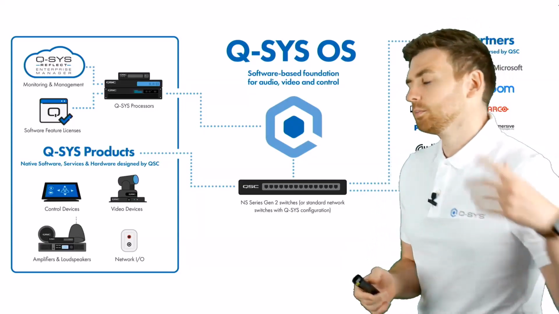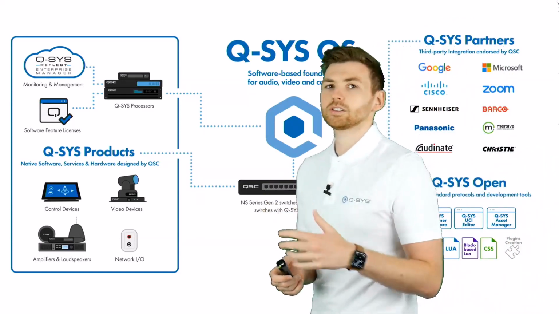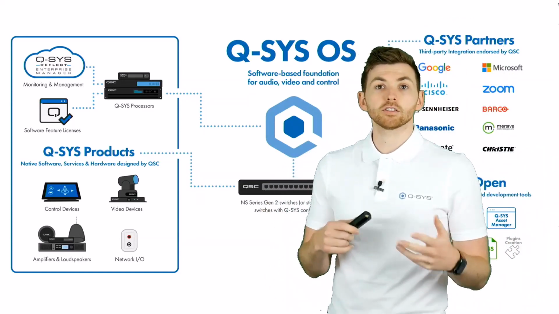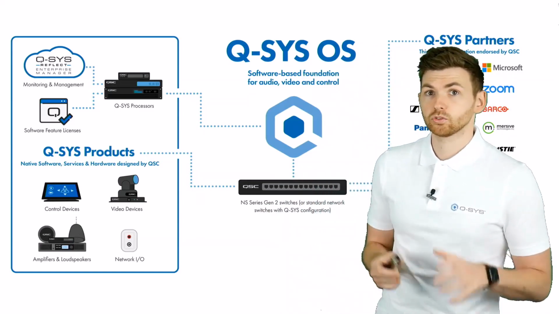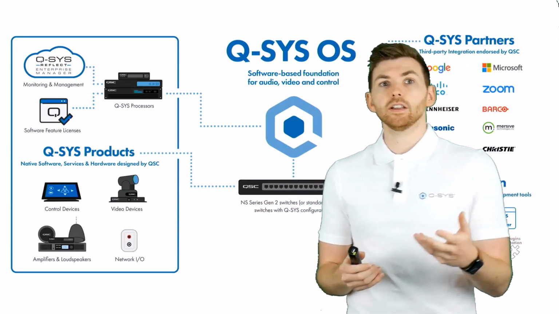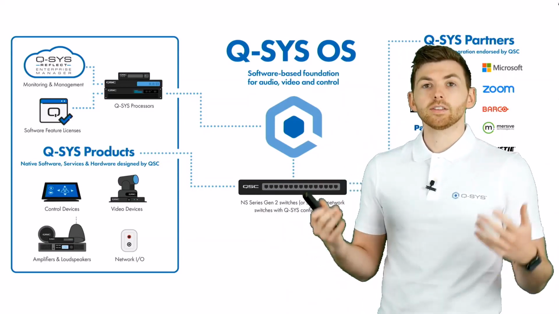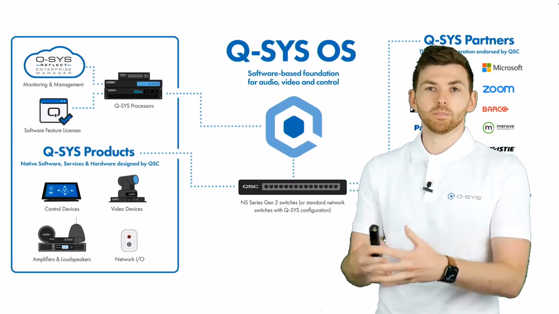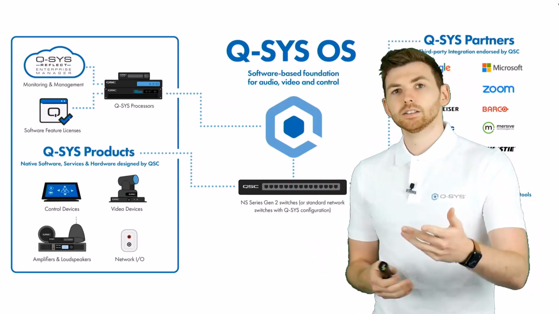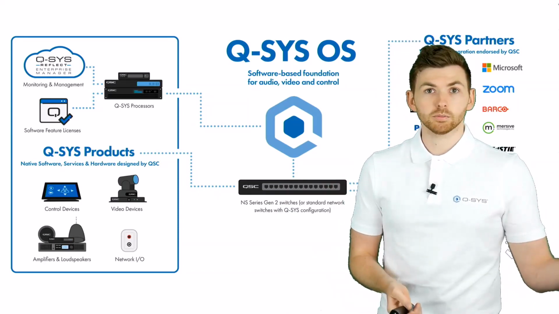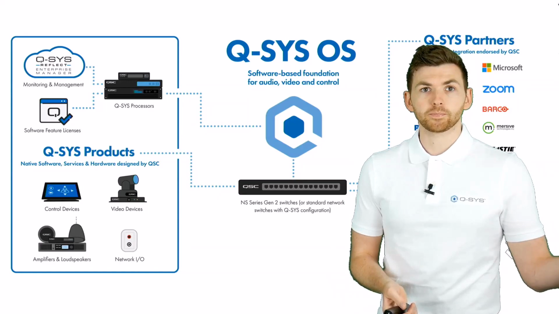And this brings me on to one of the key differences that Q-SYS has over many other types of AV product. So traditionally in the world of AV, typically what we're talking about is lots of different bits of hardware that a system integrator is going to need to combine together to build a system for their customer. Typically that's what we're talking about, right?